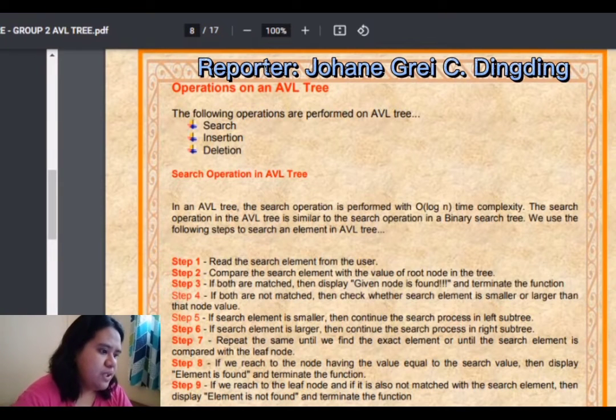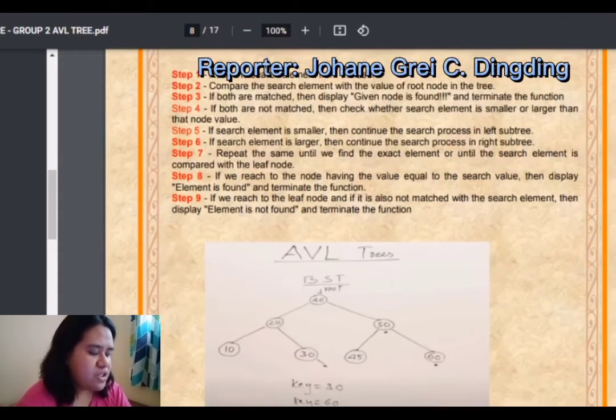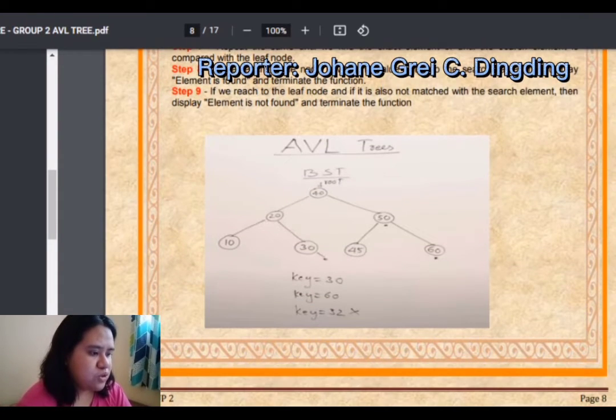Operations on AVL tree. The following operations are performed on AVL tree. First, I'm going to discuss the search operation in AVL tree. In an AVL tree, the search operation is performed with O(log n) time complexity. The search operation in AVL tree is similar to the search operation in a binary search tree. We use the following steps to search an element in an AVL tree.